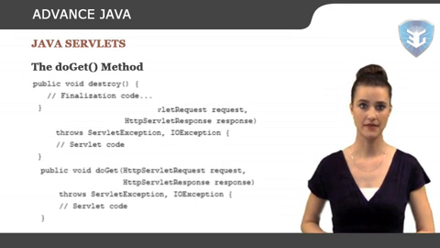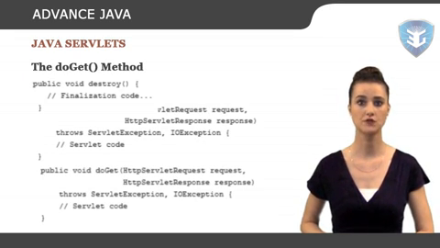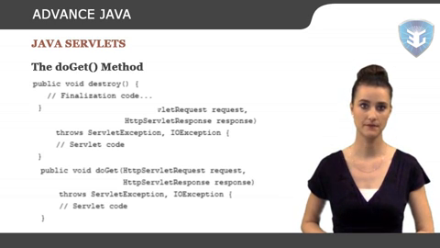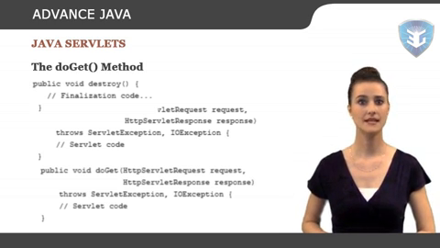The doGet method. A GET request results from a normal request for a URL or from an HTML form that has no method specified, and it should be handled by the doGet method. Let's see an example on the screen. The doPost method.